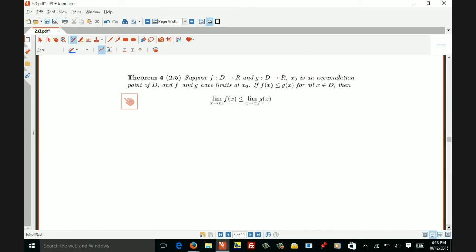Okay, suppose f takes D to R and g takes D to R. x naught is an accumulation point of D and f and g have limits at x naught. If f of x is less than or equal to g of x for all x in D, then the limit of f is less than or equal to the limit of g. This theorem has a special name. What do you think that name was? Squeeze theorem.